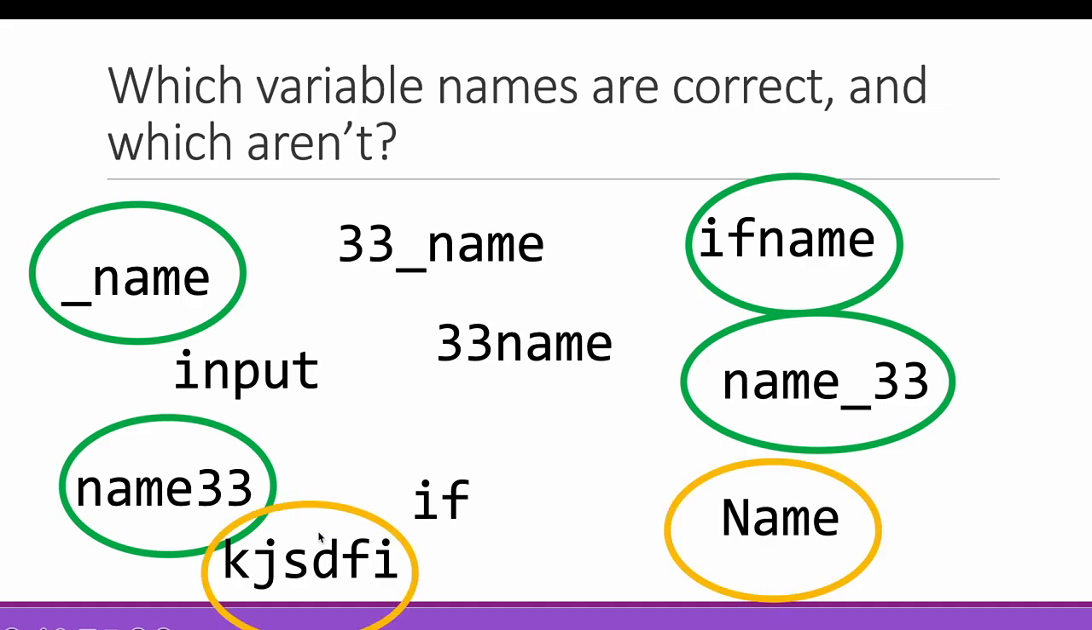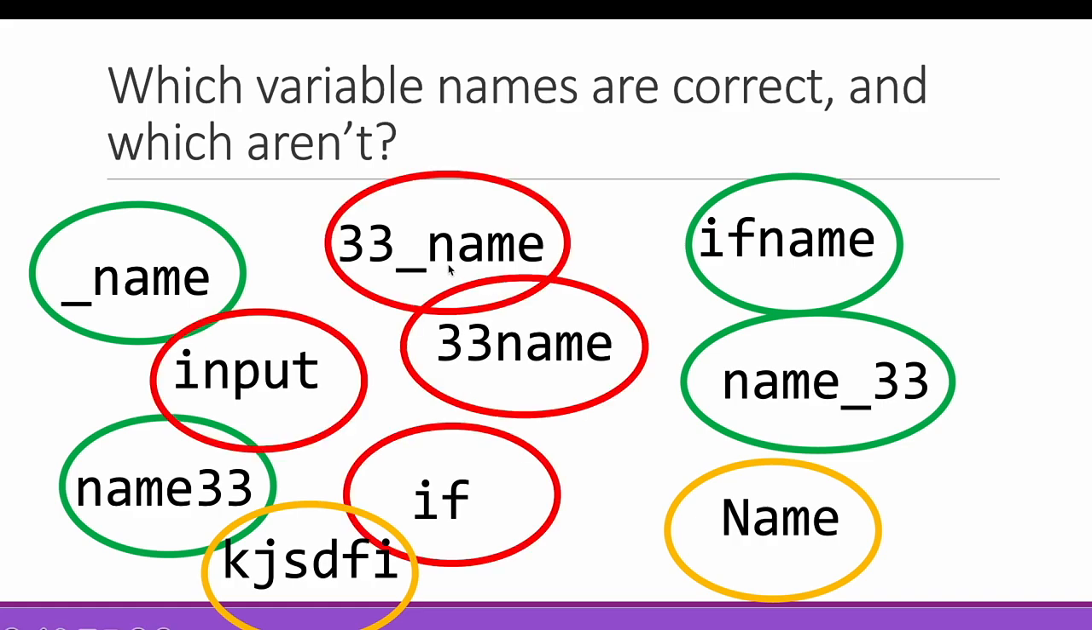Now name and this here, they will work, but normally we start our variables with a lowercase letter, and we want our variable name to mean something. This is nonsense. It's going to make your code really confusing if that's what you name your variables. And then the rest of these are all wrong. These both start with numbers, we can't have that, and then these are both reserved words in Python, so we cannot use those.